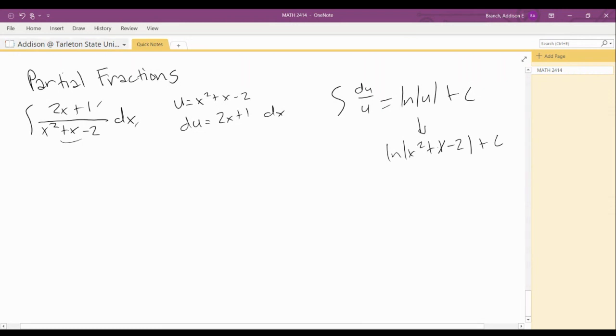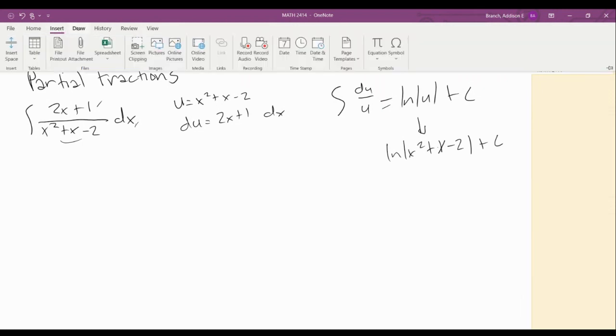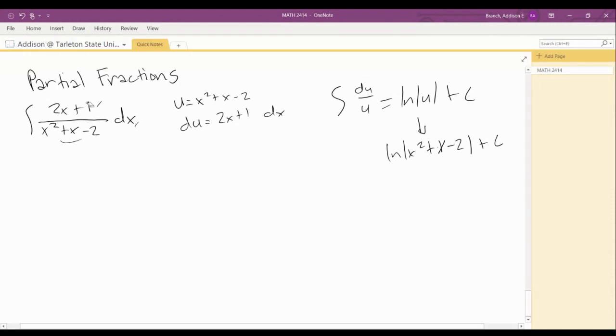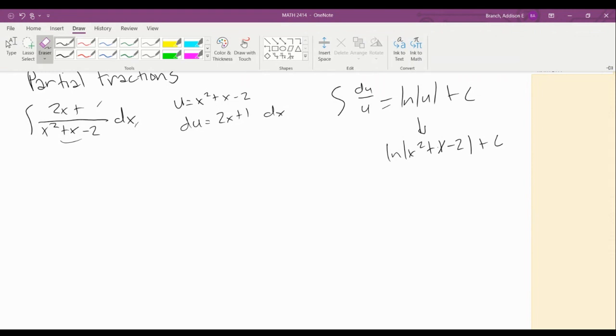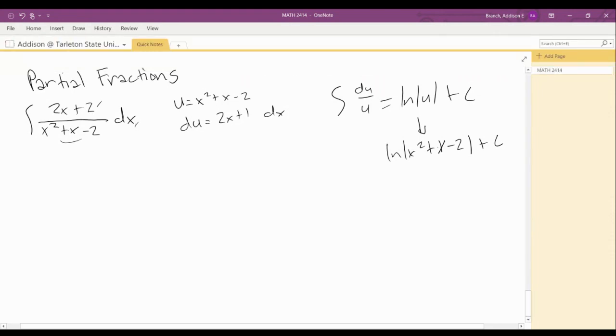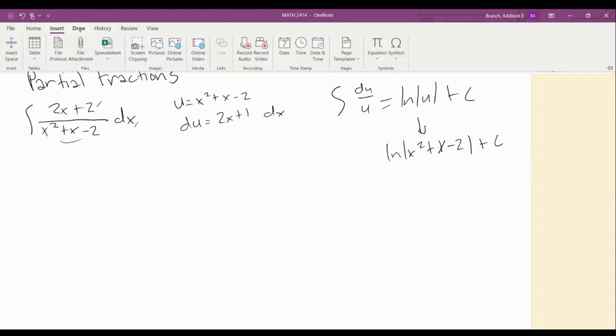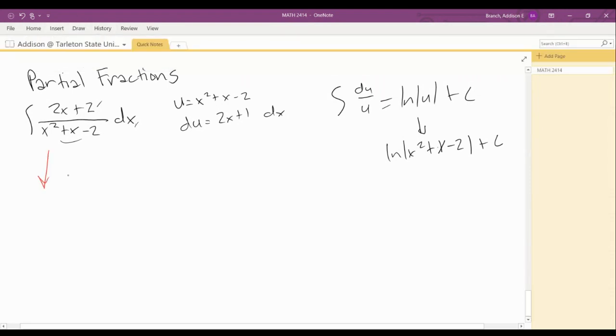But what happens if we turn that 1 into a 2? We can't do our u sub anymore because then we don't have the right du. So then we have to perform a process called partial fraction decomposition.